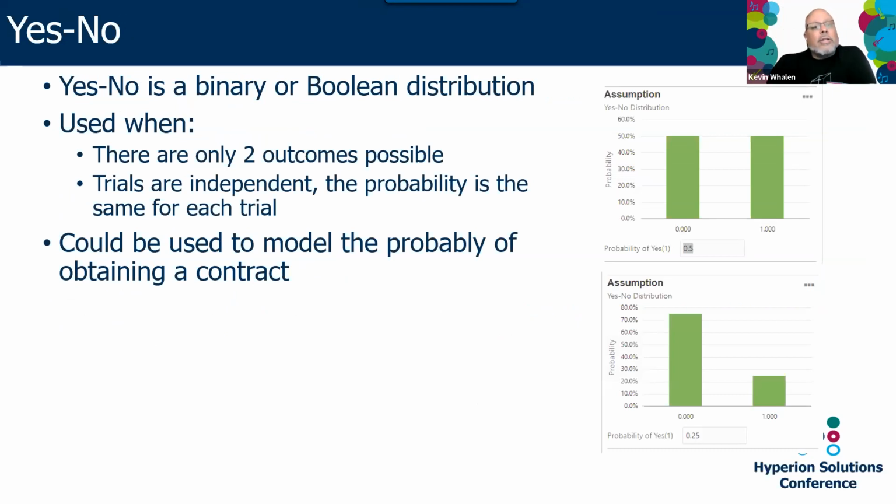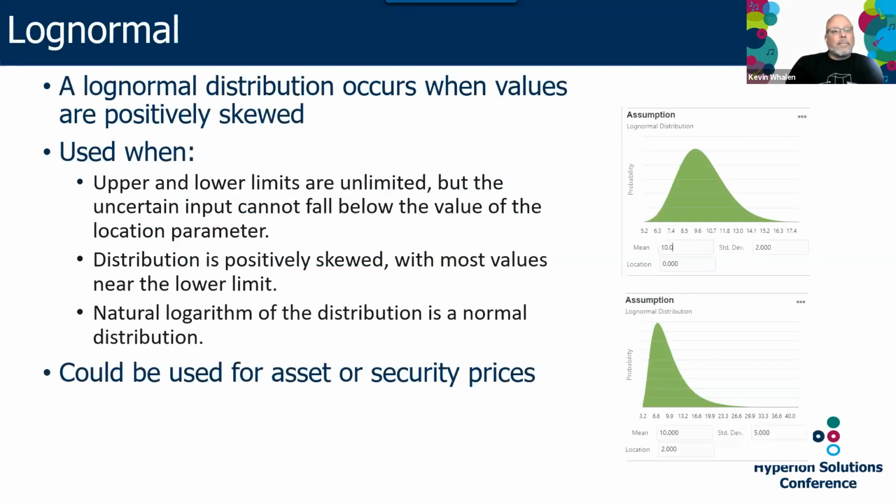We also have a yes, no, which is a Boolean distribution. It's like flipping a coin, but you can change the probability of yes, which is one of the parameters. So here I can say, give me a 75, 25%, or something like that. And this might be like the probability of obtaining a big contract. Either it's going to happen or it's not going to happen.